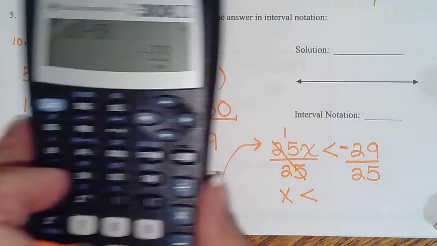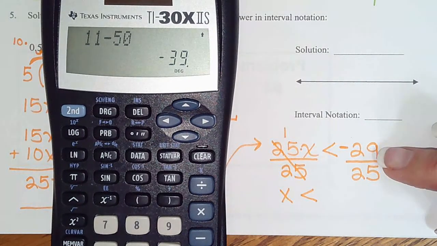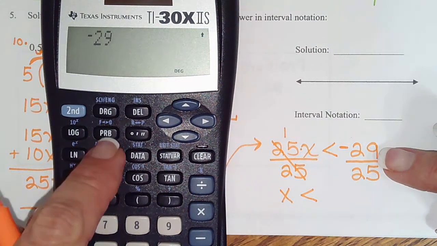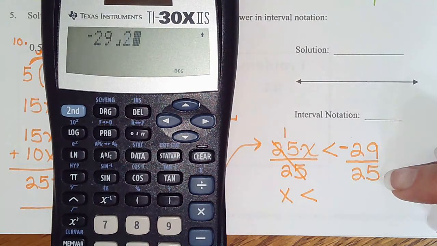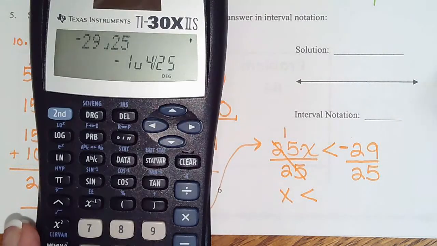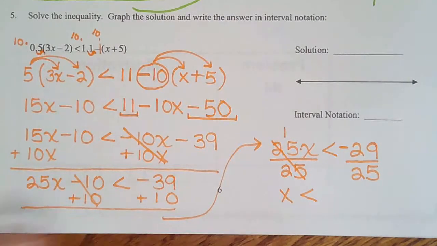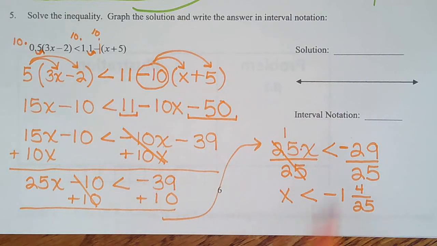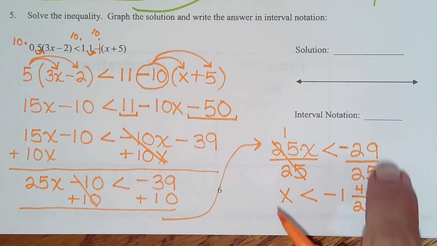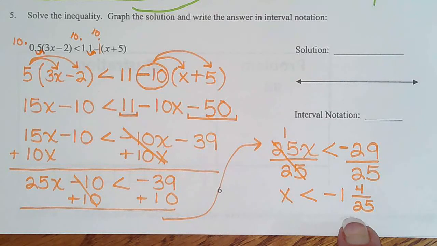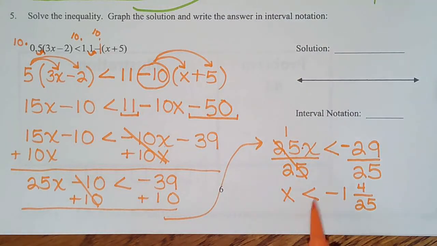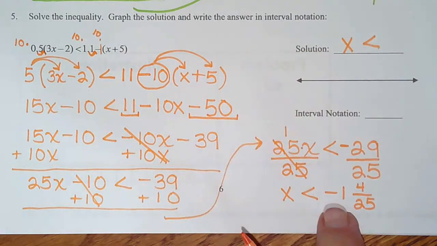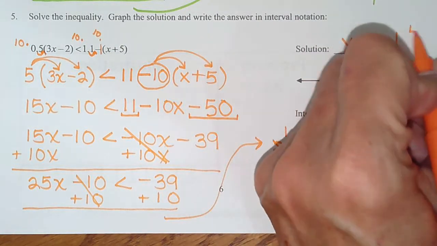And then if you want to go to your calculator to change that to a mixed number, you can. So negative 29 fraction bar, not division, 25. And that's negative 1 and 4/25. Again, if Alex asks for a fraction, you write that. If it asks for a mixed number, you write this. If it doesn't ask, then you can just write either one. So x is less than negative 1 and 4/25.